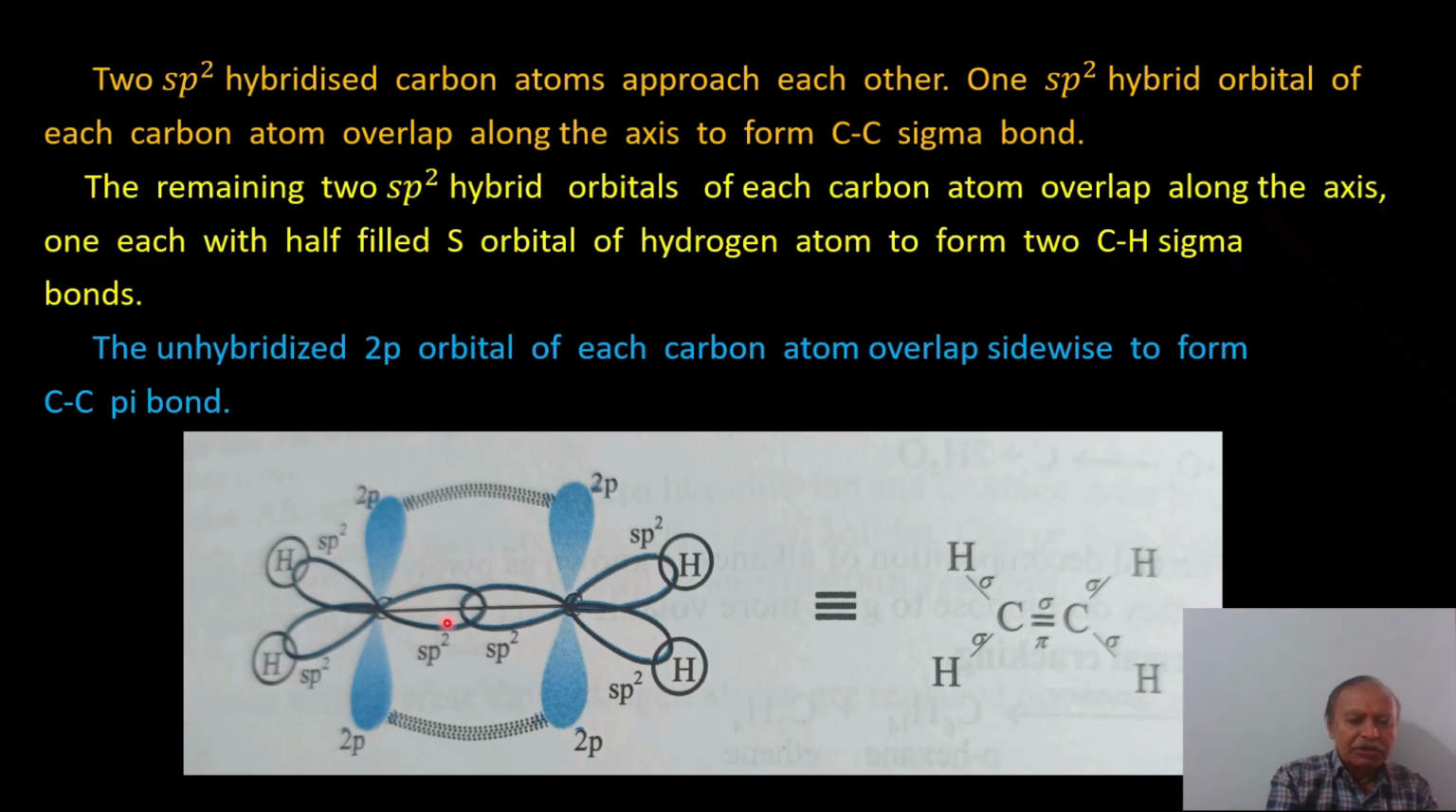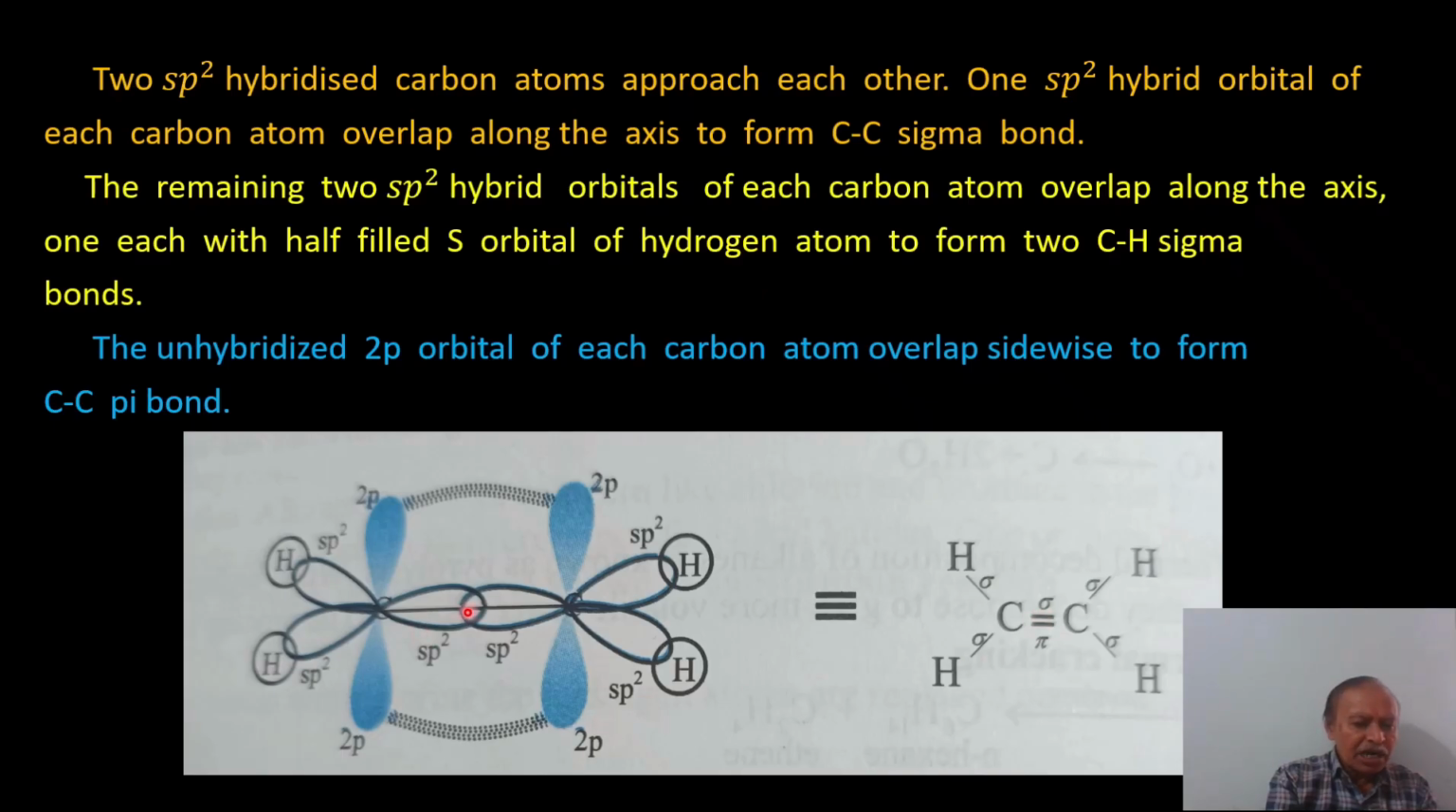Now here the sp2 hybrid orbital of one carbon atom and the sp2 hybrid orbital of another carbon atom overlap along the axis to form this carbon-carbon sigma bond. Here there is a double bond between two carbon atoms. One is the sigma bond, the other is the pi bond. This sigma bond is formed by overlapping of the sp2 hybrid orbitals along the axis, which is known as axial overlapping. So axial overlapping of the two sp2 hybrid orbitals from each carbon atom results in forming the sigma bond.